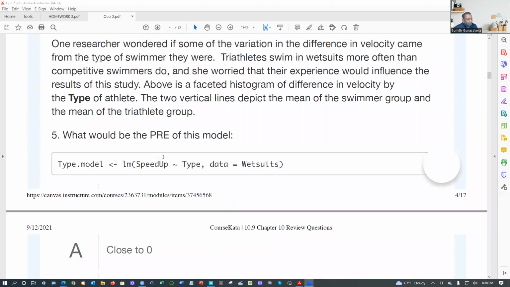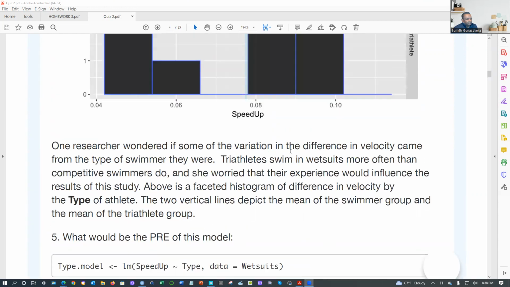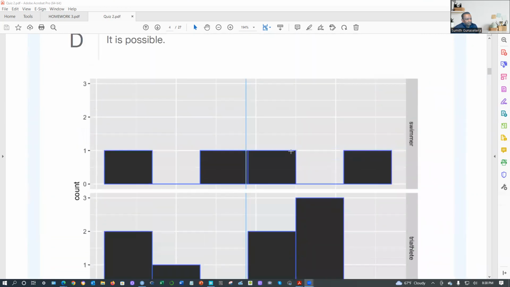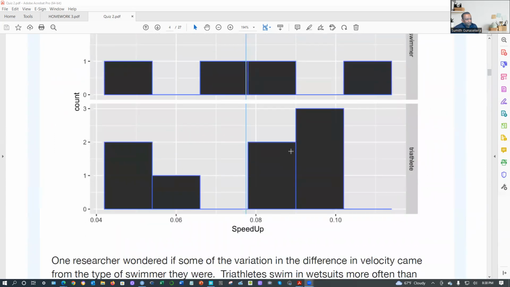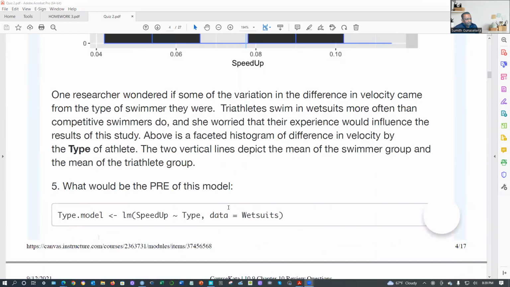You know that PRE means the sum of squared regression over the sum of squared in the empty model, for speed up. Look at this one. If you compare this, what would be the PRE of this model? This model is by the type.